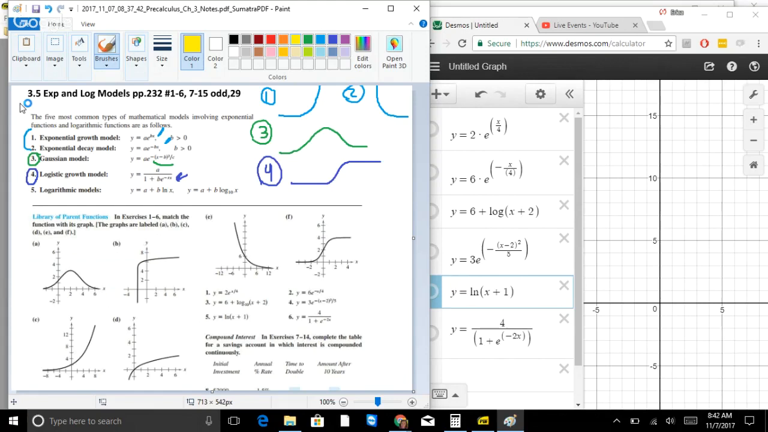And then our last one is unique because it's our logarithmic model, and it's our only one that has a log in it. So we have a common log and a natural log. It doesn't matter what it is. Any logarithmic function, remember, is just the inverse of our exponential growth. So if our exponential growth looks like this, then we would expect our logarithmic function to be the inverse of that, and it's going to look like this.